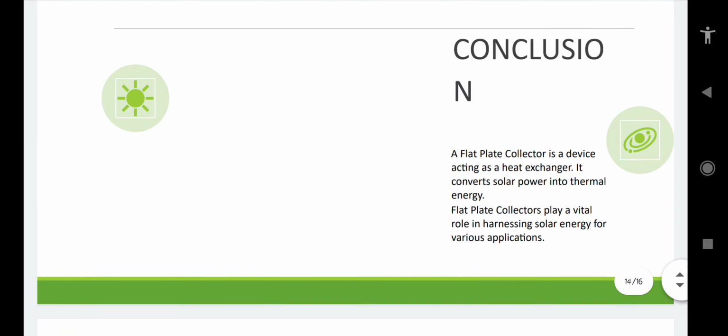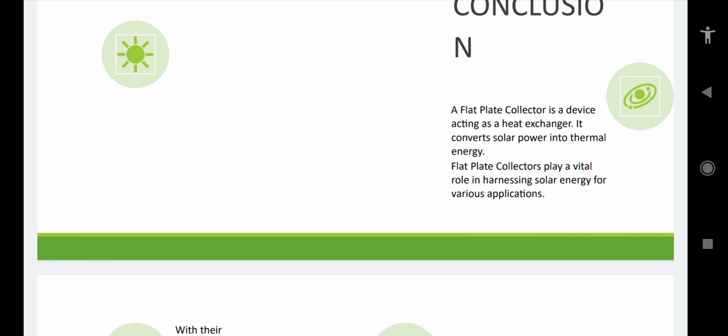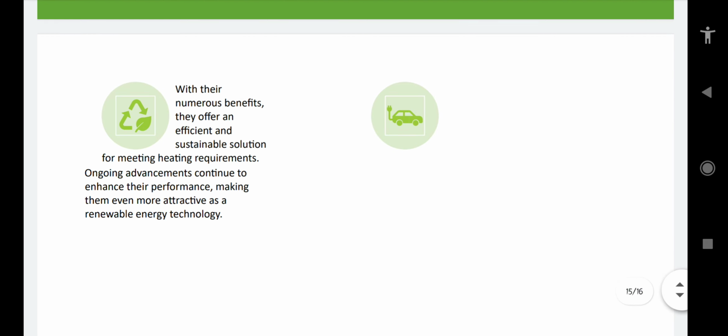And the conclusion of this flat plate collector is, a flat plate collector is a device acting as a heat exchanger. It converts solar power into thermal energy. Flat plate collectors play a vital role in harnessing solar energy for various applications. The main thing is we can use this solar energy for many applications, and it is very useful. And there are many benefits, and it is a very efficient and sustainable solution for meeting heating requirements. Ongoing advancements continue to enhance their performance, making them even more attractive as a renewable energy technology. This is the conclusion of this flat plate collector.